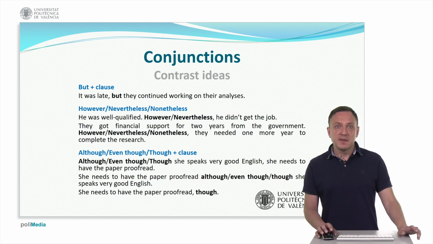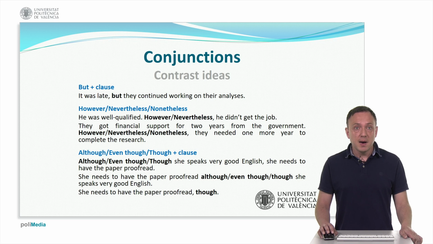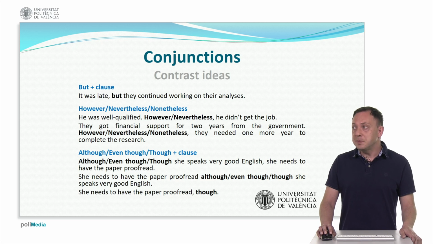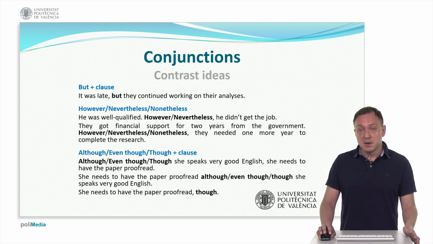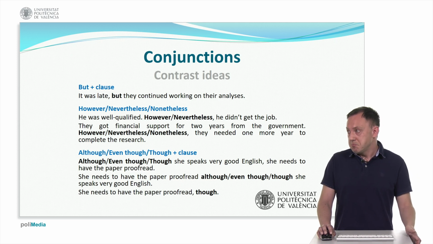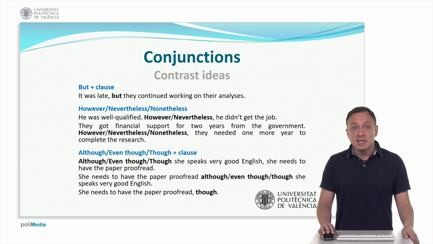Although. So be careful with the pronunciation here, right? We say although, even though, or though. So these are followed by a clause and can be placed at the beginning of a sentence or in the middle. For example, although or even though she speaks very good English, she needs to have the paper proofread, right? Or another example, she needs to have the paper proofread, although, even though she speaks very good English. So you have the conjunction in the middle of the sentence.